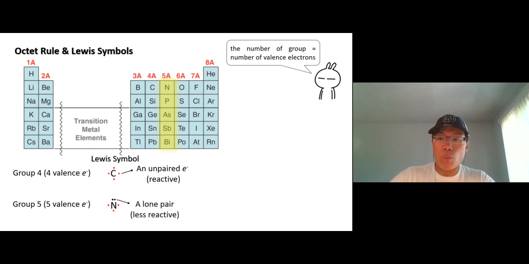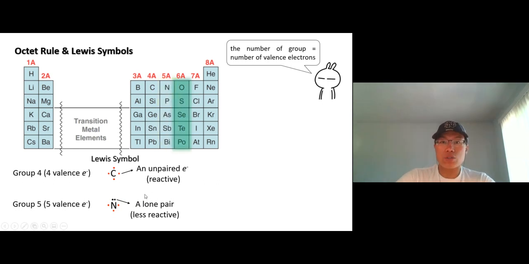So what's going on in here? The lone pair is less reactive than the unpaired electrons. It's not reactive, so it won't go form a covalent bond as quickly as the unpaired electrons. Eventually, once the nitrogen forms bonds, nitrogen is gonna form 3 more bonds, right? So right now we have 5, 6, 7, and 8 is gonna be the octet at the end.